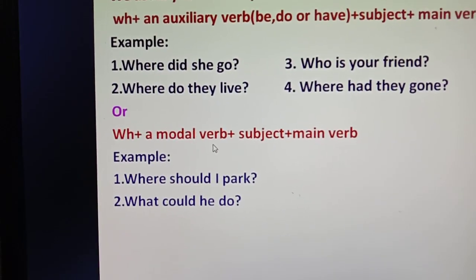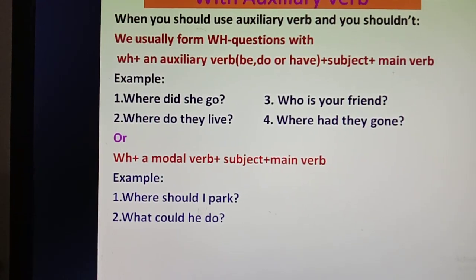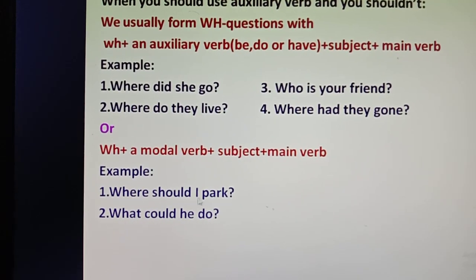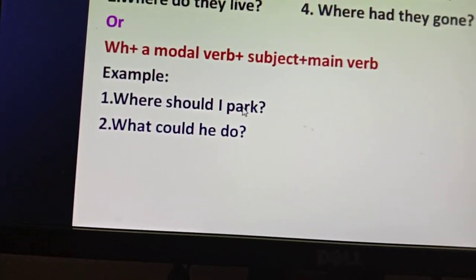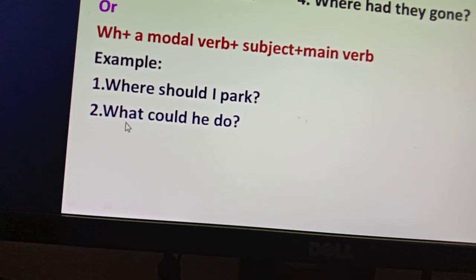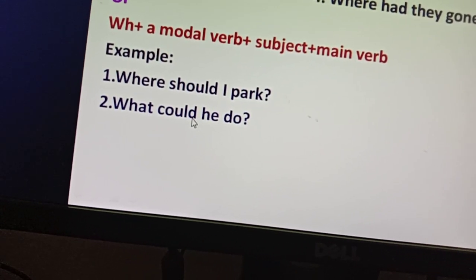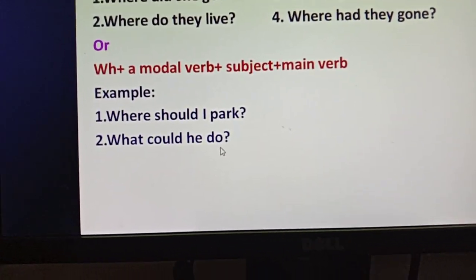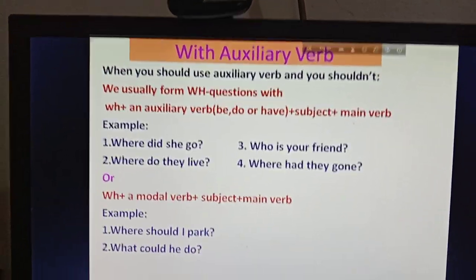here you are going to use an auxiliary verb and here a modal. Okay, so number one example is, where should I park? So where is WH plus modal plus I is the subject plus park. Park is the main verb. Okay, then what could he do? So what, WH plus could is the modal, then he is the subject, then do is the main verb. Okay, so this is the basic thing of WH question.